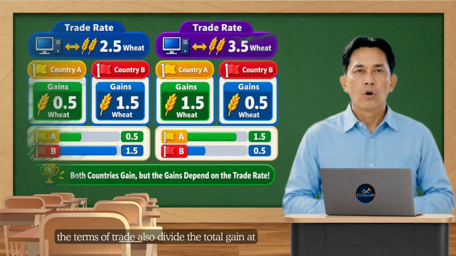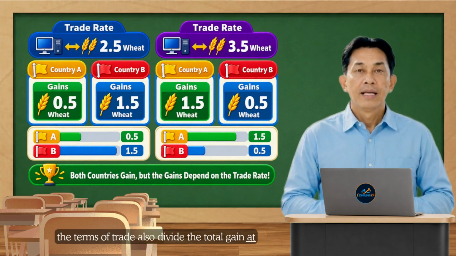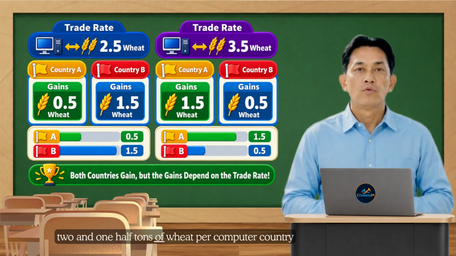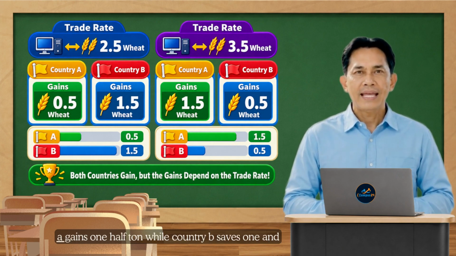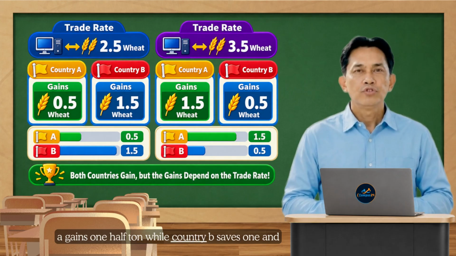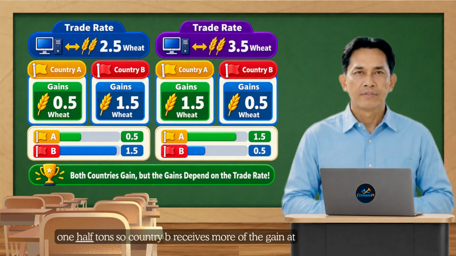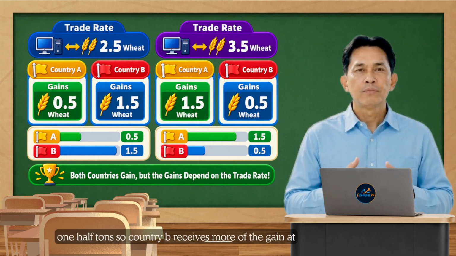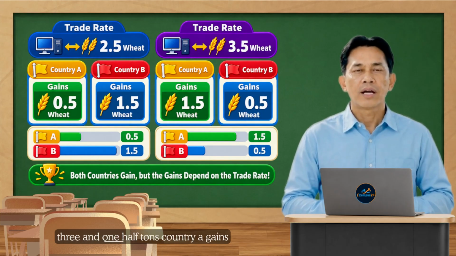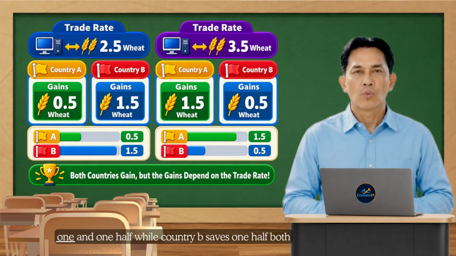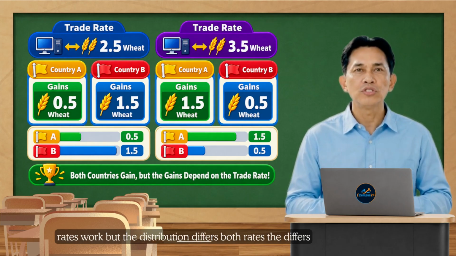The terms of trade also divide the total gain. At 2 1/2 tons of wheat per computer, country A gains 1/2 ton, while country B saves 1 1/2 tons, so country B receives more of the gain. At 3 1/2 tons, country A gains 1 1/2, while country B saves 1/2. Both rates work, but the distribution differs.